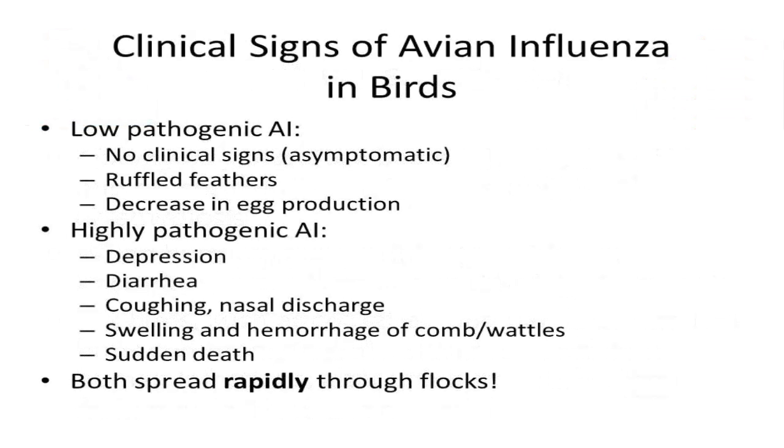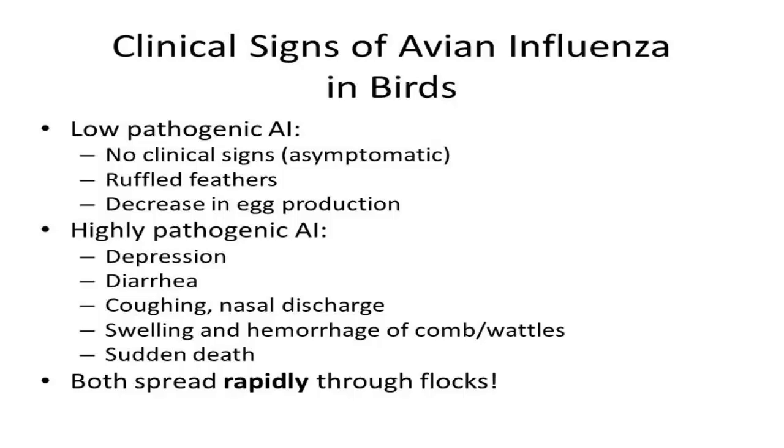The clinical signs of avian influenza in birds vary depending on the pathogenicity of the virus. For low pathogenic viruses, birds may be asymptomatic, meaning they do not show any clinical signs, or they may show signs of mild disease, such as ruffled feathers or decreased egg production. When birds are infected with a highly pathogenic avian influenza, their clinical signs are more severe. Birds may experience depression, diarrhea, coughing, or nasal discharge. It is also possible that there may be swelling and hemorrhage of the wattles or comb, which is when there is an accumulation of fluid and blood under the skin.